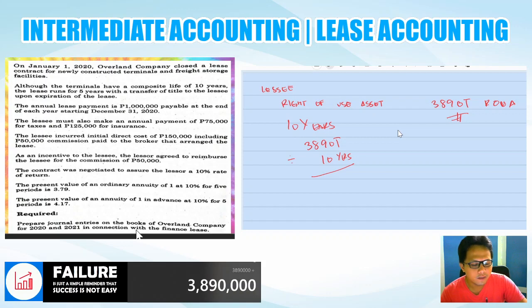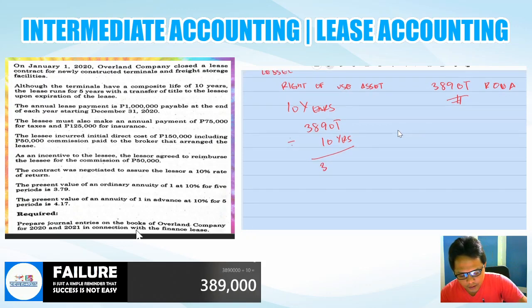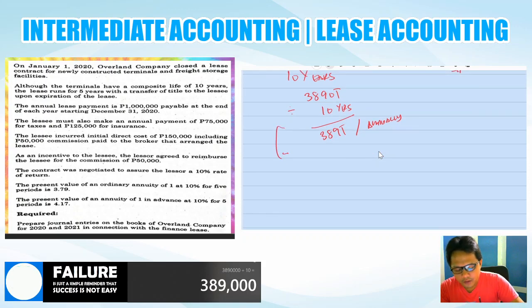3,890,000 divided by 10, we are to recognize 389,000 of depreciation annually. That is our subsequent recognition. Okay? That is our subsequent recognition. Now, how will we journalize it?